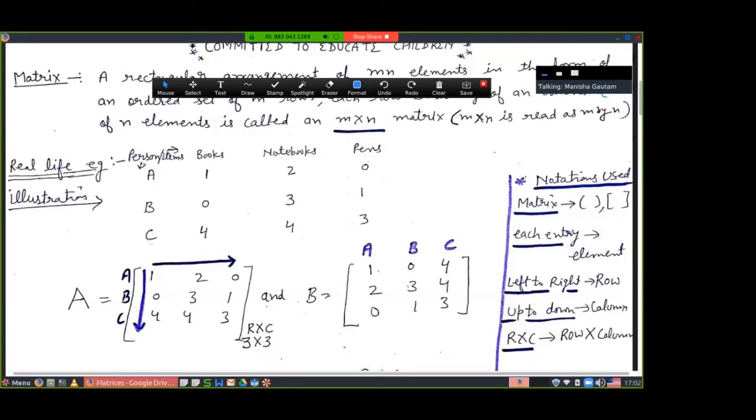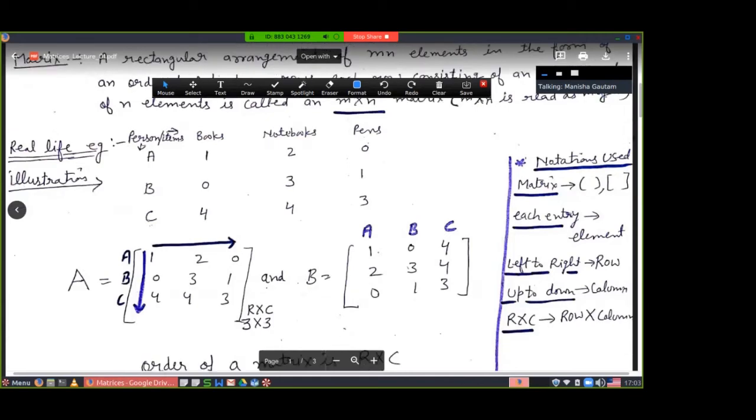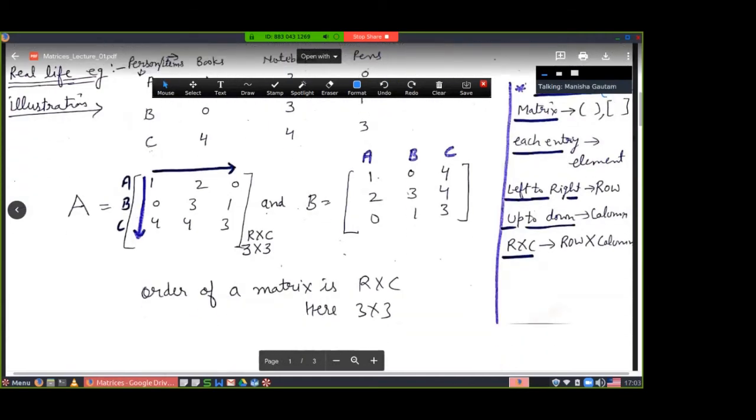Here you have to observe, I talked about it, from left to right the arrow shows you rows. It means 1, 2, and 3: three rows are here from left to right. Similarly, you can check from up to down. Information 1, 0, 4 is the first column, 2, 3, 4 the second column, 0, 1, 3 the third column. It means 3 rows and 3 columns are here. So the order of the matrix here can be written as 3 by 3. If the number of rows and columns are changed, the order of the matrix is changed.